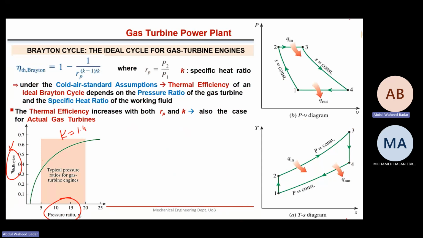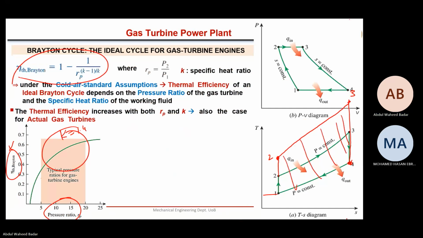Efficiency increases with increasing pressure ratio for a fixed K. Okay, let's see what is meant by this on this cycle. Increasing pressure ratio means if point 1 is fixed, I'm increasing P2. So point 3 will shift here, for the same ambient, if ambient pressure is same. So here the network output is increased. Although heat input is also increasing, the net effect is increasing efficiency, more network output.